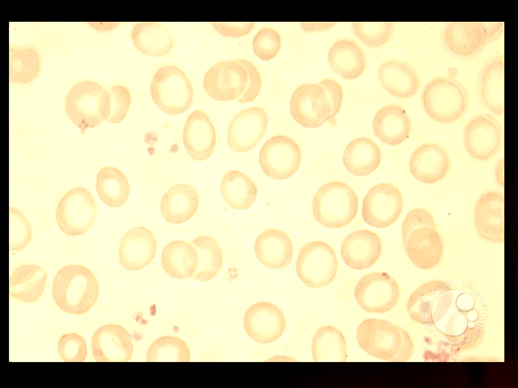So what are we going to look for in a smear that's going to tell us iron deficiency? Pallor, sizes, and shapes, okay? So what are you going to see? Lots of pallor, lots of different sizes, lots of different shapes, okay?